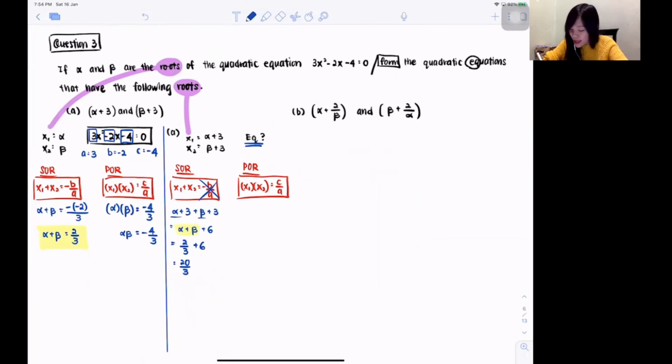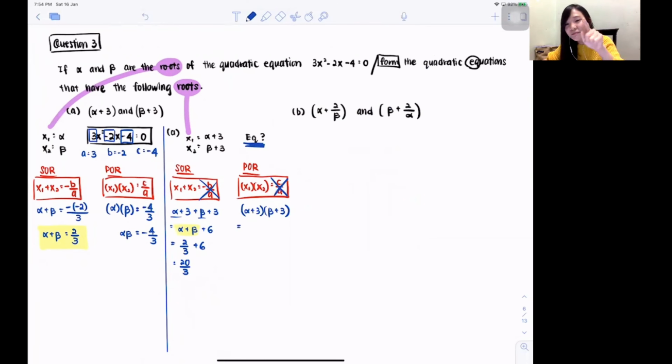Let's try it. X1 times X2, alpha plus 3 times beta plus 3. What is my C? Don't have. I repeat again, don't go and take their ABC. That ABC is for alpha beta, not for alpha plus 3, beta plus 3, okay? For alpha plus 3, beta plus 3, your equation, you don't have it. So don't have, let's just do the left side.